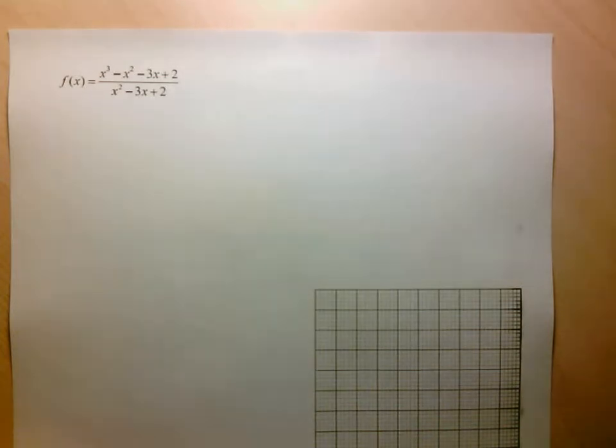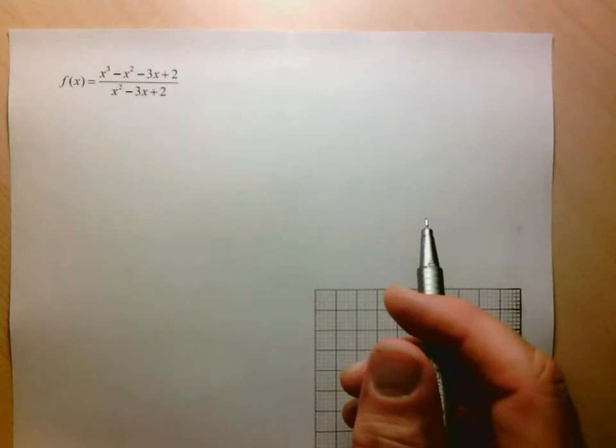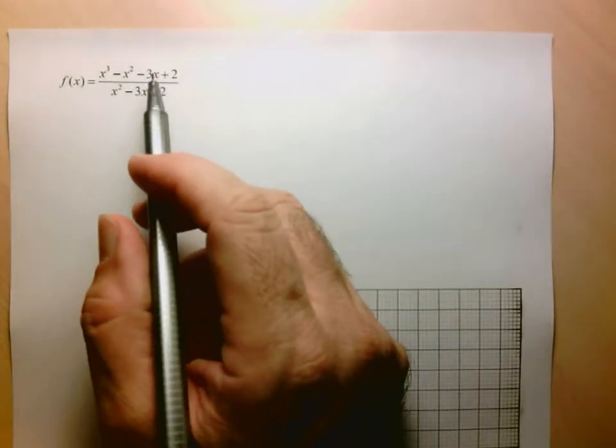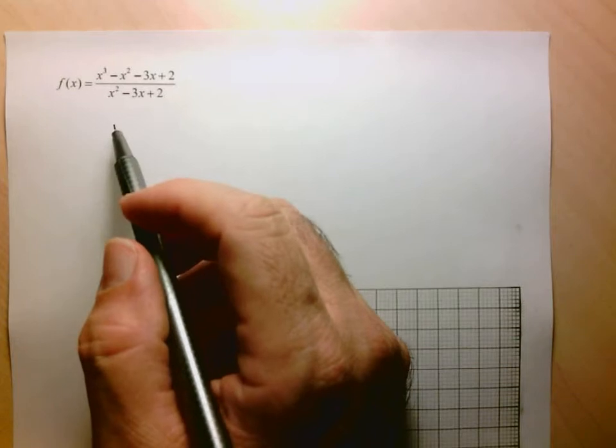Hi folks, we're going to take a look at an example of sketching the graph of a rational function. Step number one is going to be to factor both numerator and denominator, see if there's any simplifying, and then we're going to use that to analyze the function.